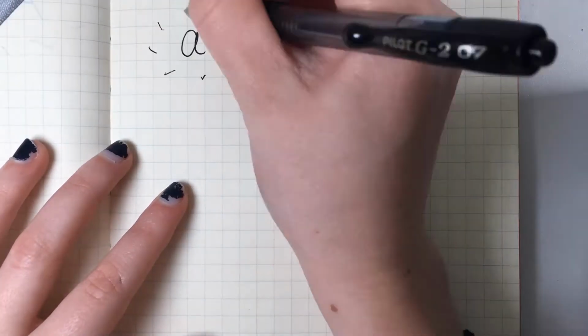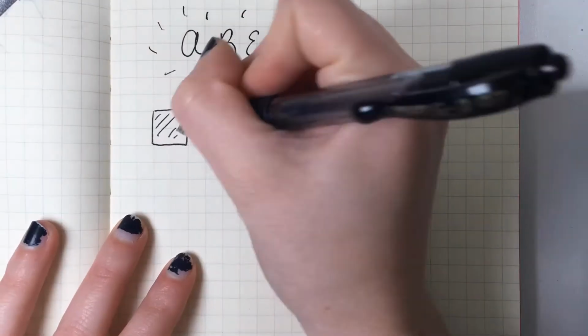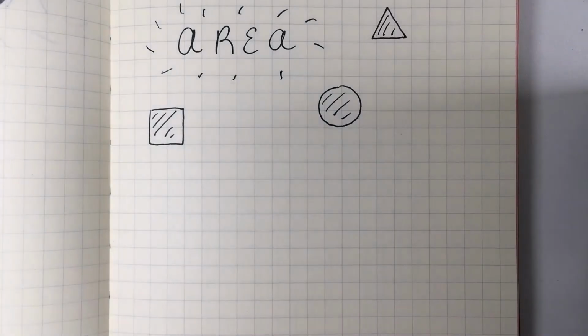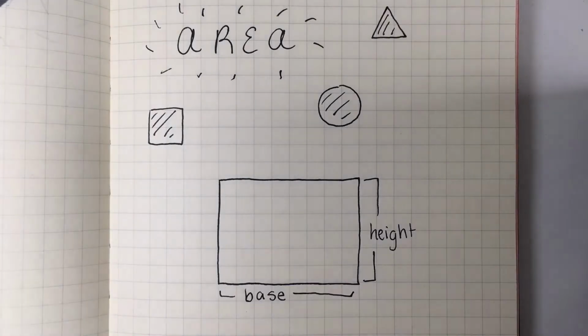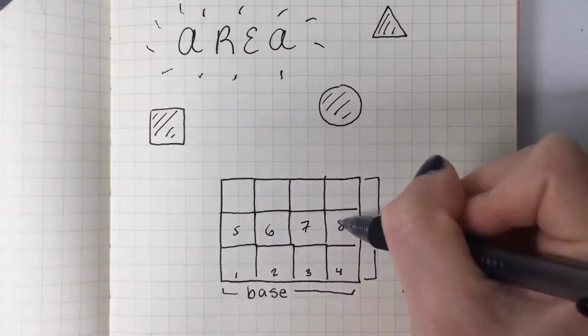In school, you might have talked about a thing called area. The area is the name for the space inside of a shape. The bottom is called the base and the side is called the height. So you could say the area is the base times the height.